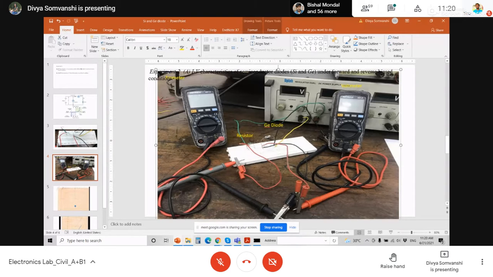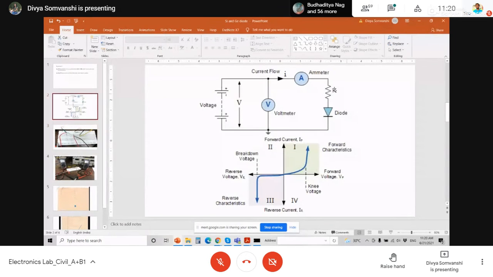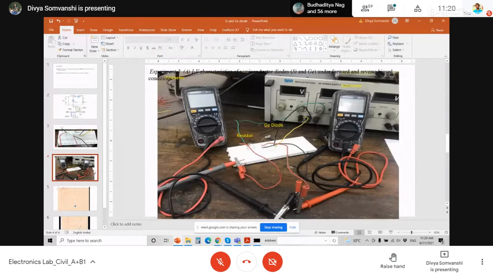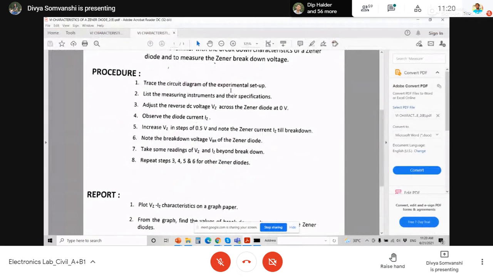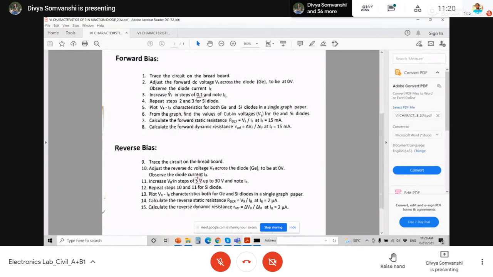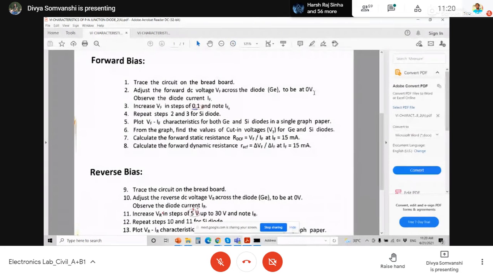Basically, we are going to draw this circuit that we have drawn here, a simple circuit. When we draw this circuit, we have some power supply, and then we increase the power supply. Suppose we have drawn the circuit diagram, then what do we have to do? We have to increase the forward voltage. First, we have to make sure that we have zero voltage across the diode. It means our voltmeter should show a zero reading initially.